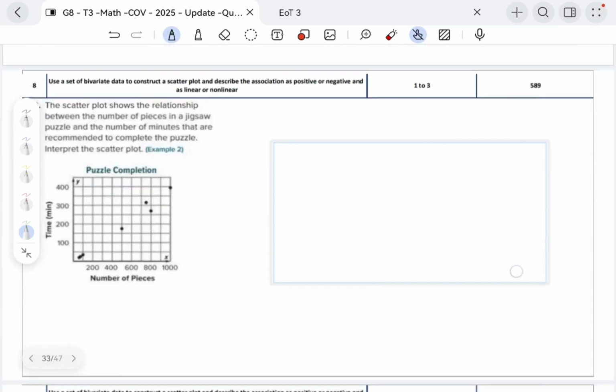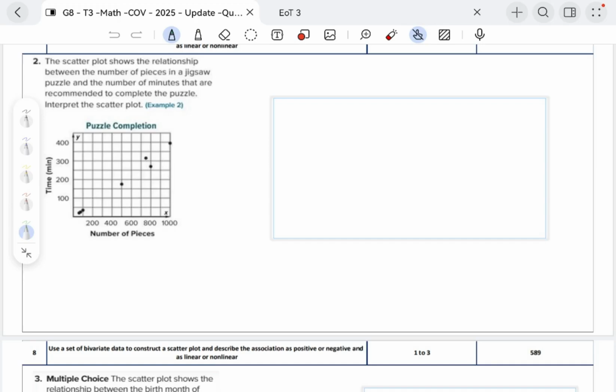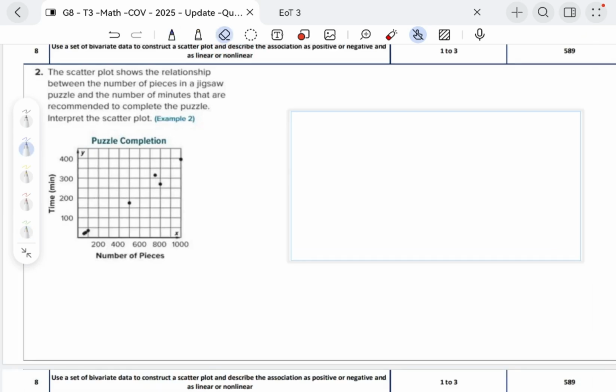Okay, now let's go for the second question. It says that the scatter plot shows the relationship between the number of pieces in a jigsaw puzzle and the number of minutes that are recommended to complete the puzzle. Interpret the scatter plot. So the first thing that we can see from the scatter plot is that as the number of pieces increase, the time also will increase. So this is a positive association. At the beginning, when we had around 200 pieces, the time it took to finish the puzzle was less than 100 minutes. But if we increase the number of pieces, like 800, the time also will increase.